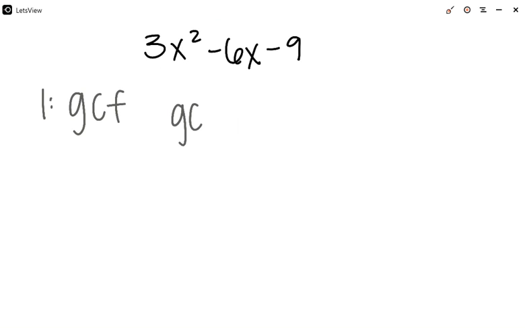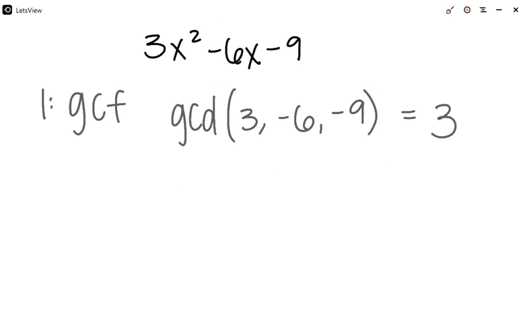We're going to go to Desmos and use our little trick. This is where we put our coefficients and our constants. So this is what we would type in to Desmos. It's going to tell us that it is 3. Remember, if our leading term is negative, our GCF needs to be negative.